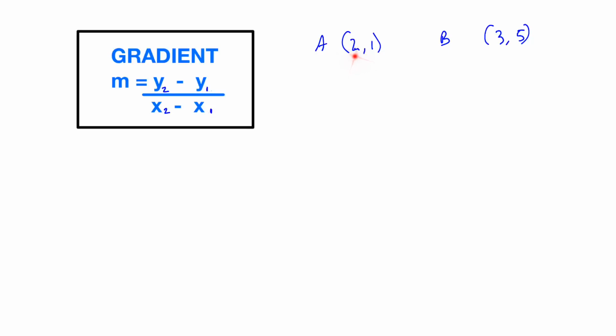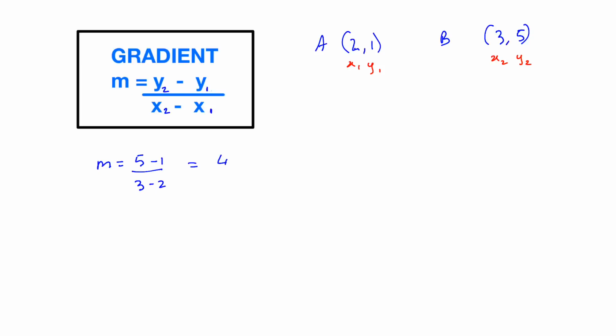If this is x1, this will be y1. And if this is x2, this will be y2. So let's solve this. Gradient is equal to y2, which is 5, minus 1, and x2, which is 3, minus x1, which is 2. So 3 minus 2. Put the whole thing in the calculator, you will get the gradient is 4.